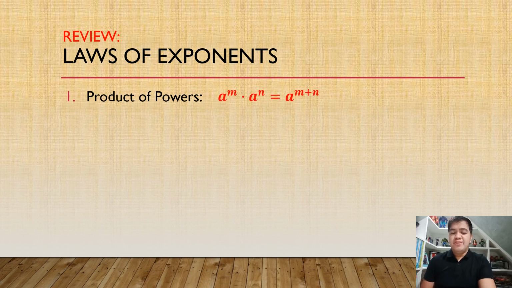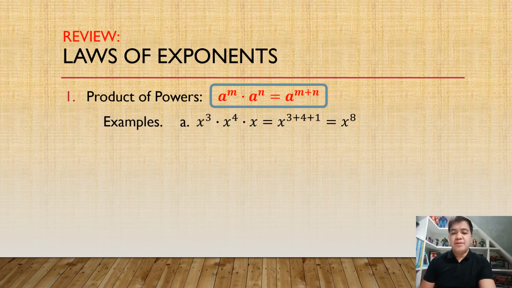So, in product of powers, if we have a to the m times a to the n, so we will have a to the m plus n. So, if they have the same base, you're just going to add their exponents. Copy the same base and add the exponents.